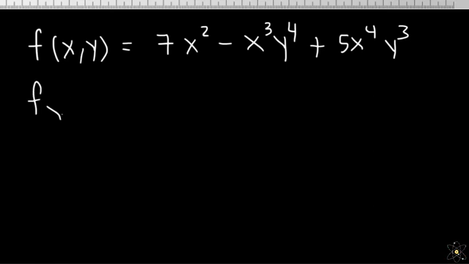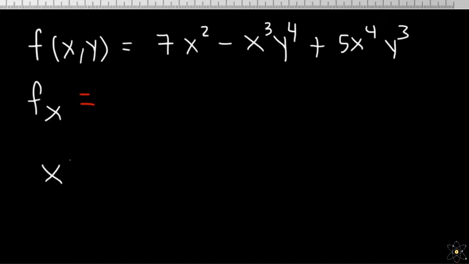The partial derivative with respect to x is symbolized by f sub x. Now, in order to find it, every other variable, in this case y, you need to treat as a constant. You only treat x as the variable. Everything else, you view as a constant. Now, before we do this problem, let's review the power rule.